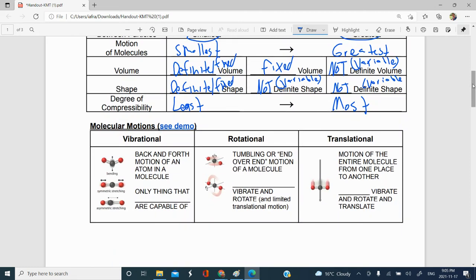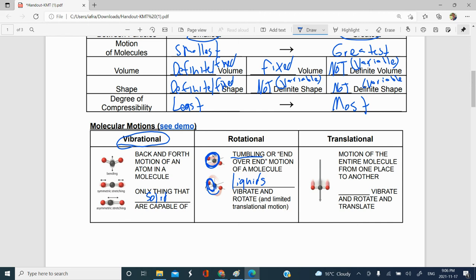We also saw different motions of molecules and particles. And so we saw vibrational motion, which is the only thing that solids are capable of, but all the other particles like gases and liquid particles, they can do that as well. That's simply moving in one spot, like vibrating back and forth or bending or stretching back and forth in one place. We saw rotational, which is tumbling or spinning or rotating around an axis, still in one space.